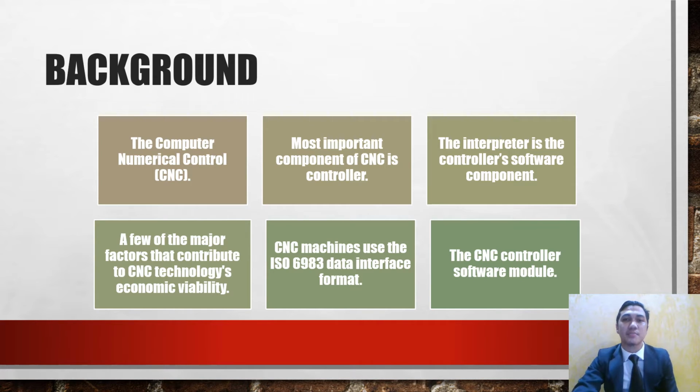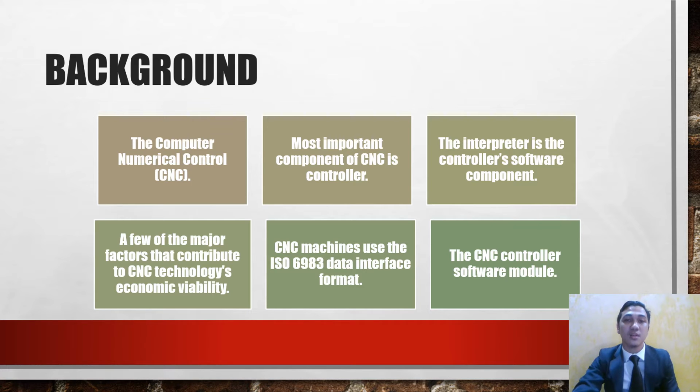Background. This project is about developing a machine control system by utilizing visual component-based technology to execute the ISO 6983 data interface model on a 3-axis CNC milling machine. First point, the computer numerical control, which is CNC machine, is based on a method that employs a mini computer to create, interpret, and execute sequential control. Second point, the most important component of CNC is the controller, which is made up of software and hardware. Third point, the interpreter is the controller software component that converts the International Standard Organization, which is ISO, data interface model instruction to hardware instruction.